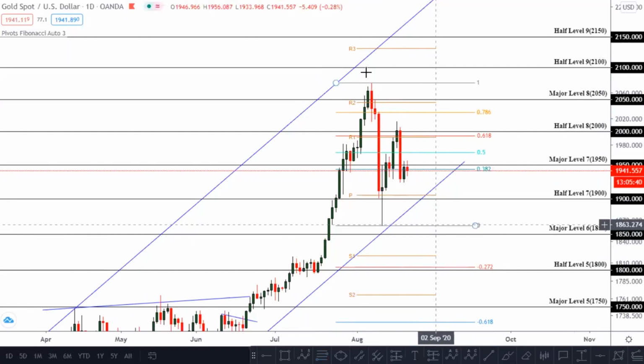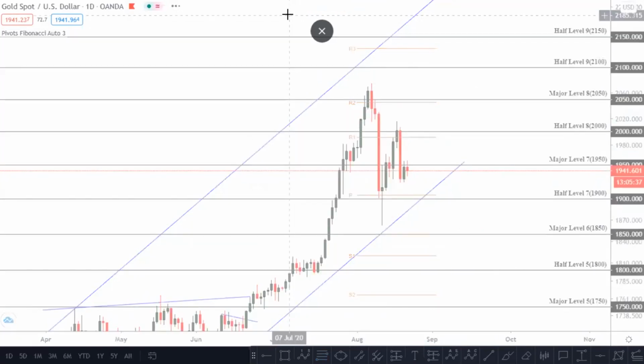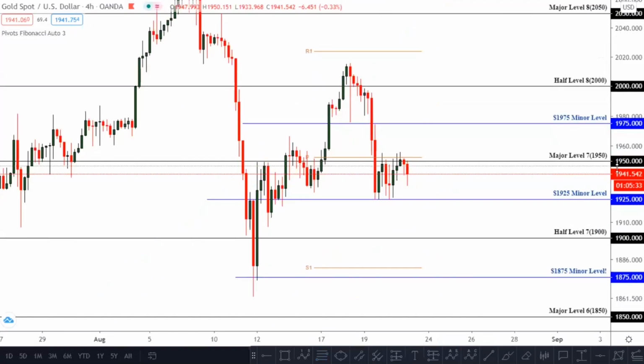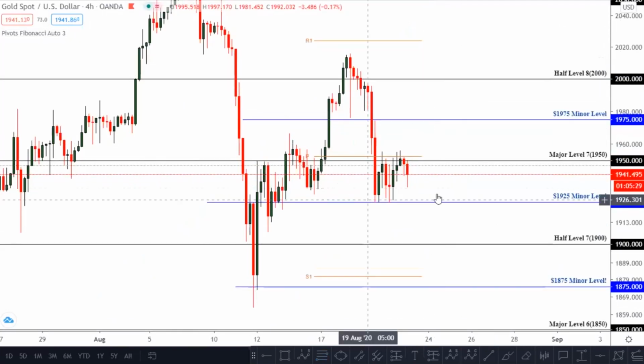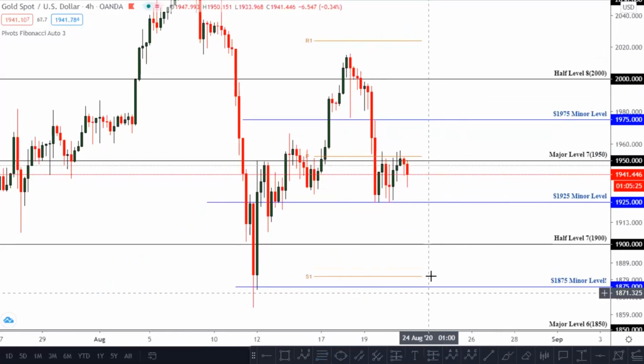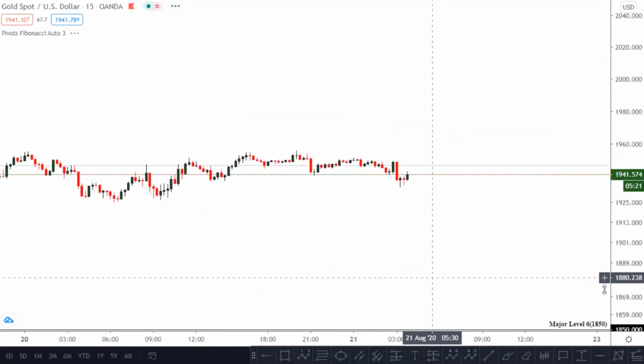If I go down to the 4-hour chart, we are just dangling below the P level for the week. You can see we are below 1950. If we come back above 1950, then probably bulls still have it. But if we manage to maintain prices below 1950, I think we could still sink lower to 1875. On the 15 minutes, there is a day trade that you can actually capitalize on.